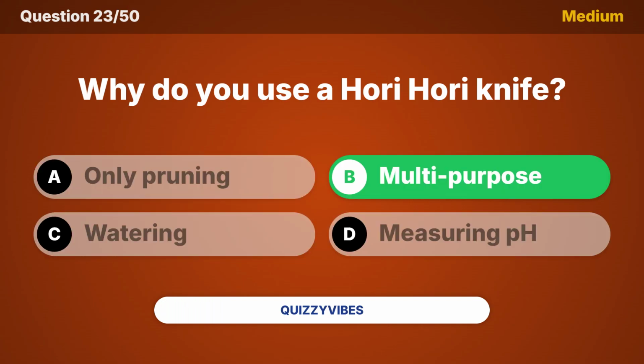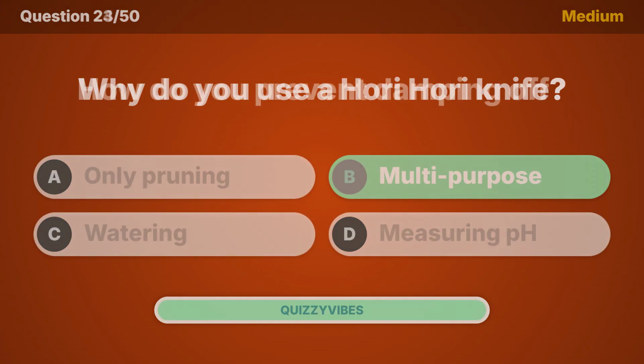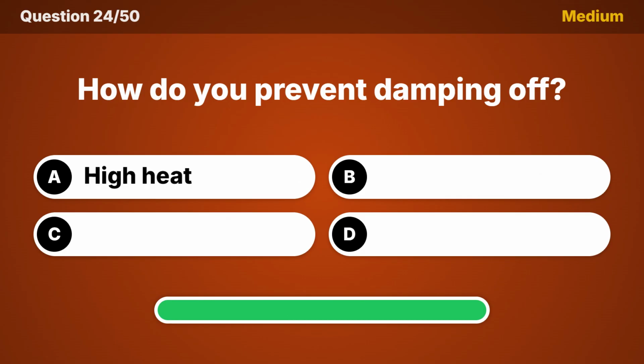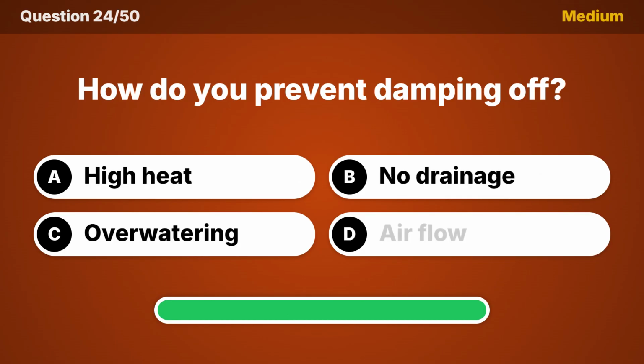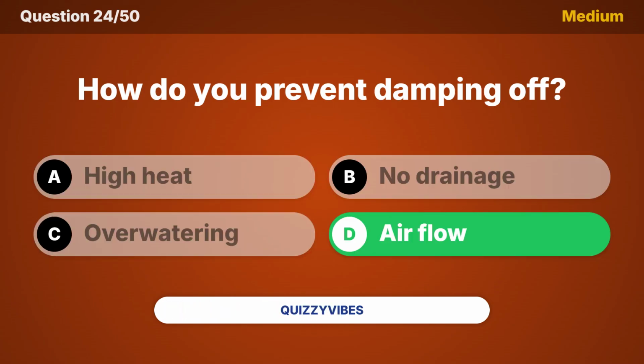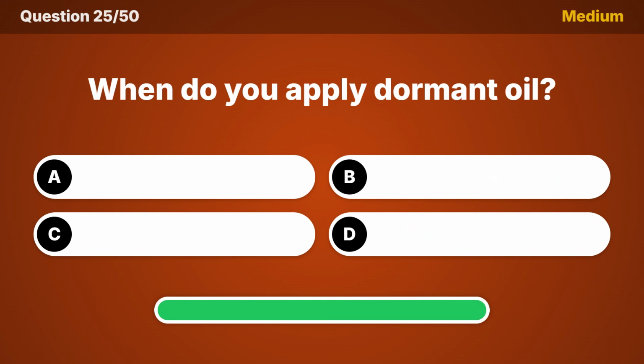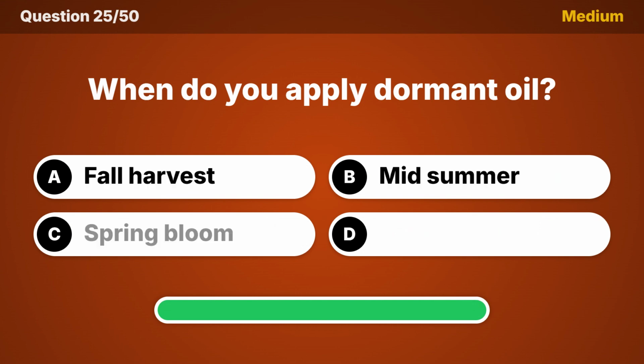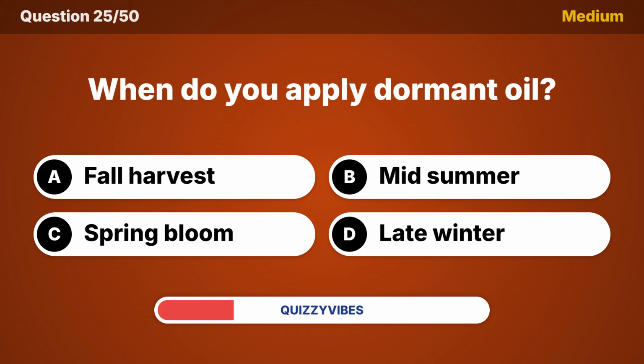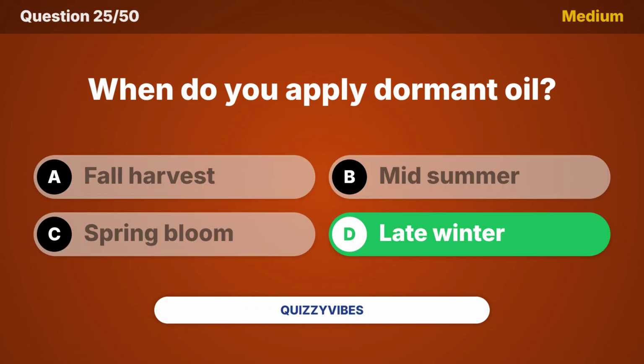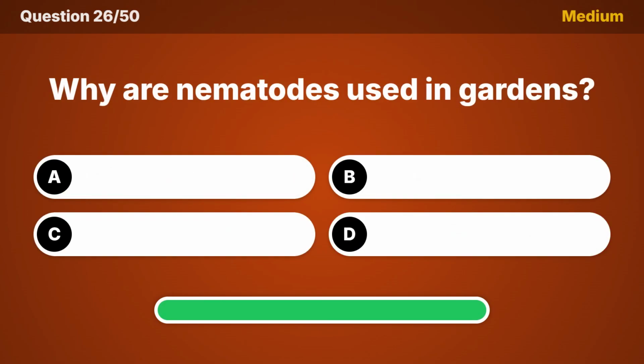Here is the answer, multi-purpose. How do you prevent damping off? Answer, airflow. When do you apply dormant oil? Here is the answer, late winter. Why are nematodes used in gardens?